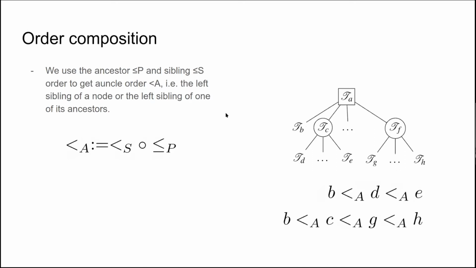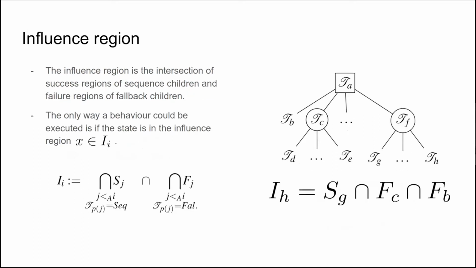And so using that, we can compute this thing called the influence region, which basically uses the functionality of the composition nodes that we had before to get the region in which a behavior tree is running. Or not running, but being executed. So if the state is within this influence region, for instance H, if X is in the influence region of this behavior tree H here, then that means that the state is in the success region of G, and the failure region of C and B.